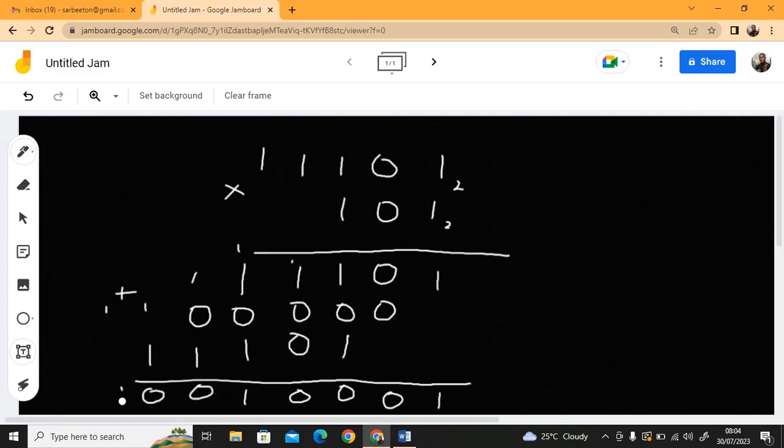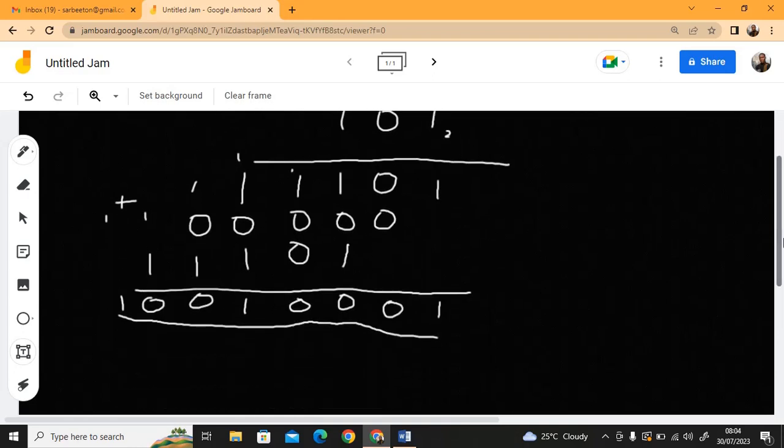Then this one, you put it down. So this is your final answer for the model. Let me scroll down so you can see. So this is your final answer, in base 2. So that is multiplication. Let's move on.